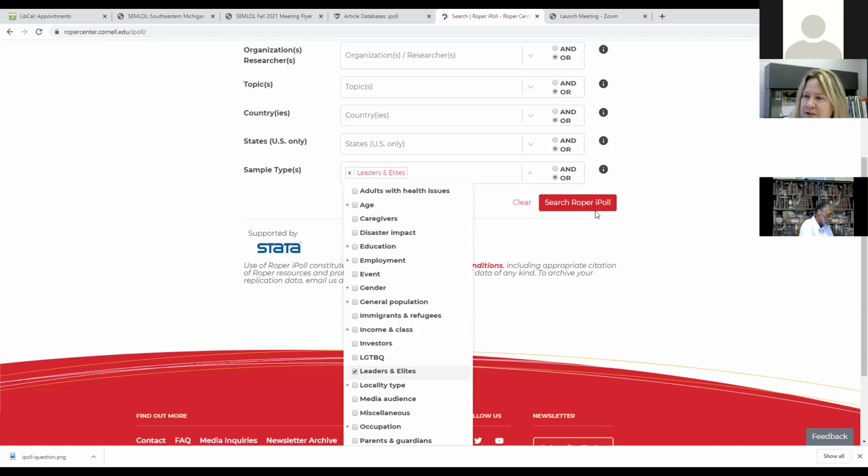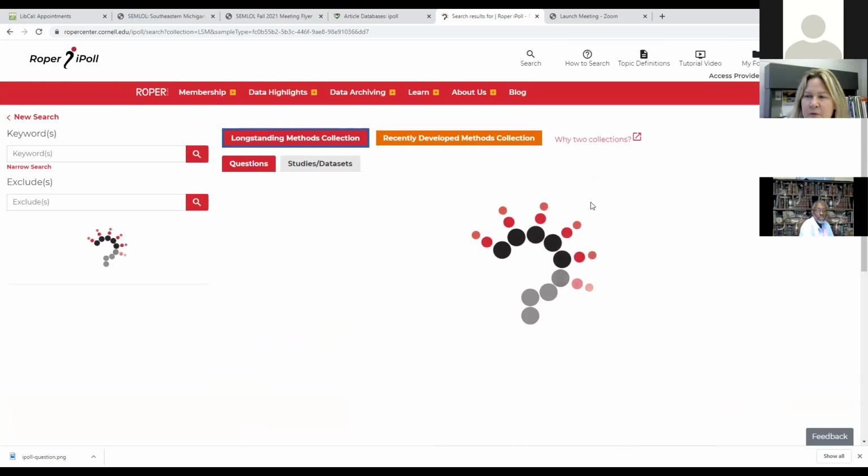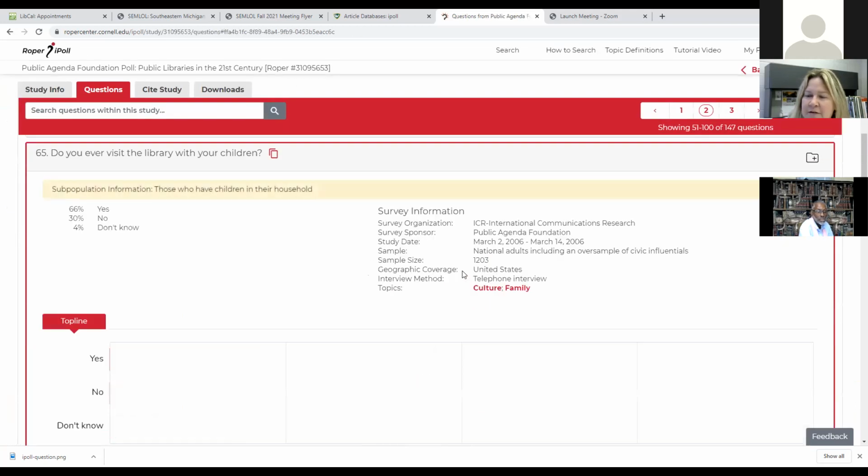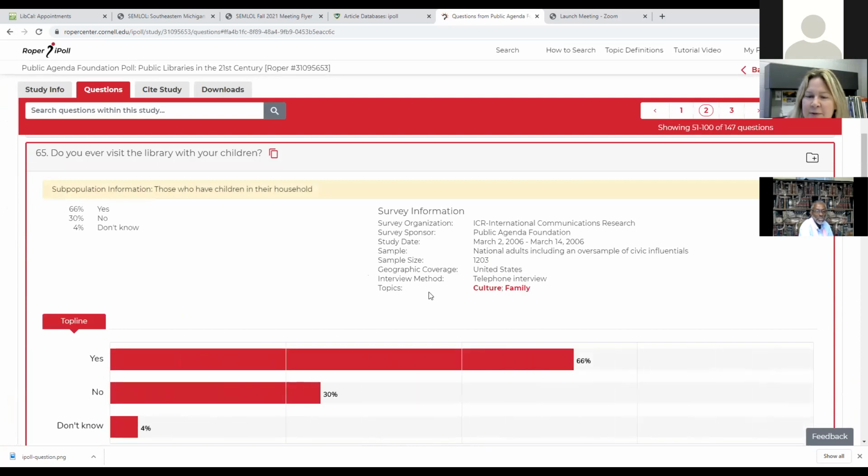Okay, we could say, what does this mean, leaders and elites? And all I did was search for what can you tell me about leaders and elites? I like this one though. Do you ever visit the library with your children? This poll is kind of on the older side, but certainly I would hope that people identifying themselves as leaders and elites would be visiting the public library.